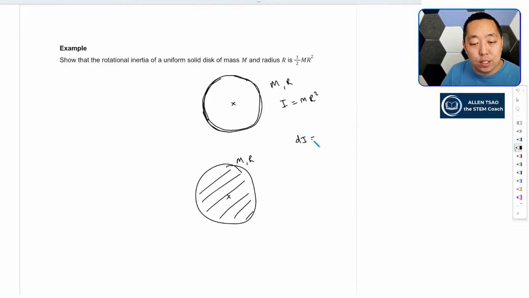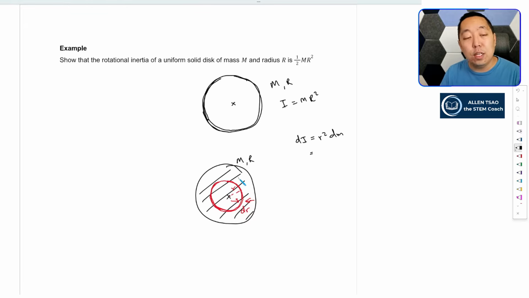Remember, the whole point is that every piece of the mass is the same distance away. So what we want to do is chop it up into a little ring that has a thickness, which we'll call dr, located a distance r away. Okay, so we want to think about what that is. It's going to be r squared times dm.